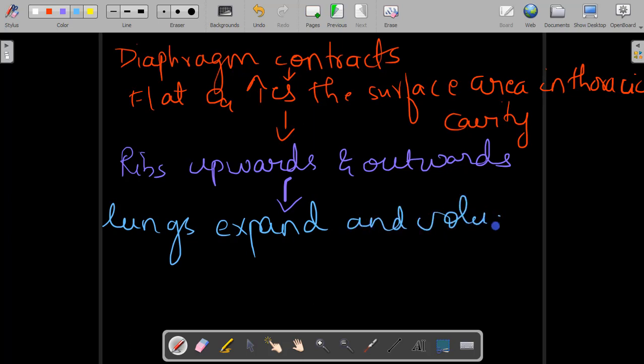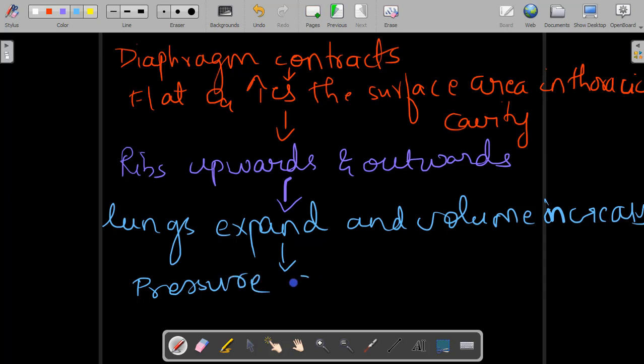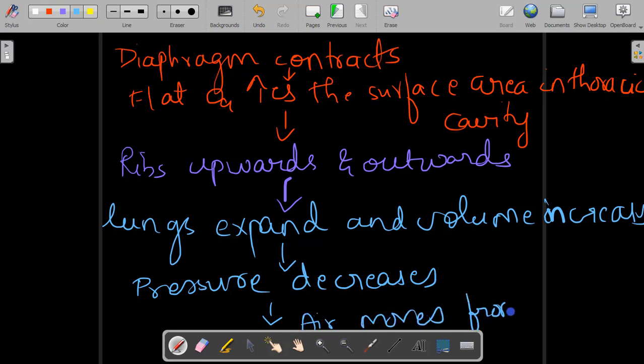If the lungs expand, what will happen? Volume increases, right? If volume increases, what happens? Pressure decreases, right? And then the next step you can write, air moves from high pressure to low pressure. Okay, high pressure to low pressure. Since the pressure inside the lungs is less, air moves inside.